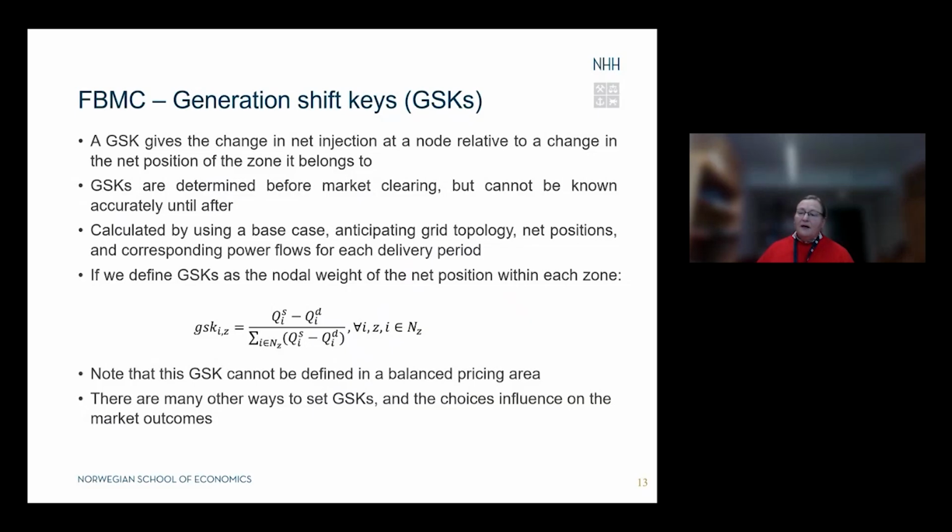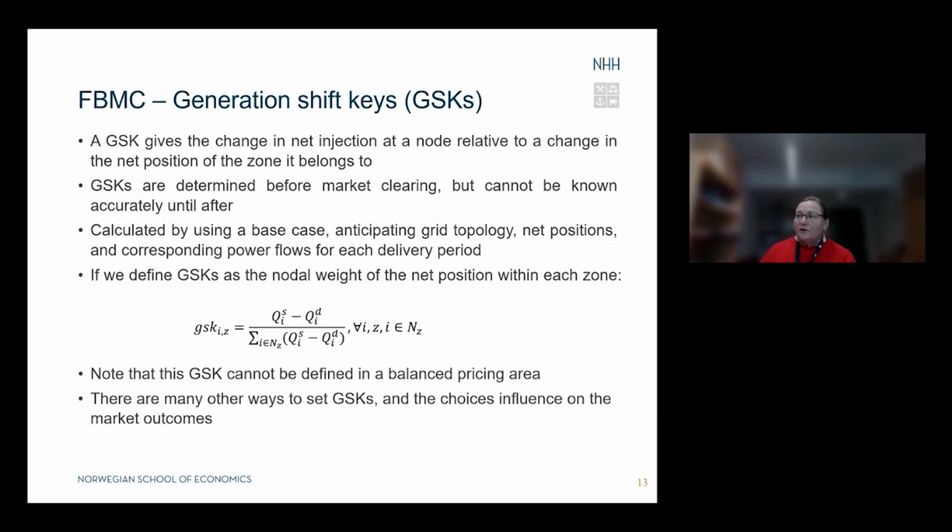So in a way, a change in the net injection in the zone is allocated to all the nodes in the zone. And of course, this cannot be determined before the market has cleared. But still, if we are to formulate this, we have to determine this before market clearing. So we have to make some assumptions.